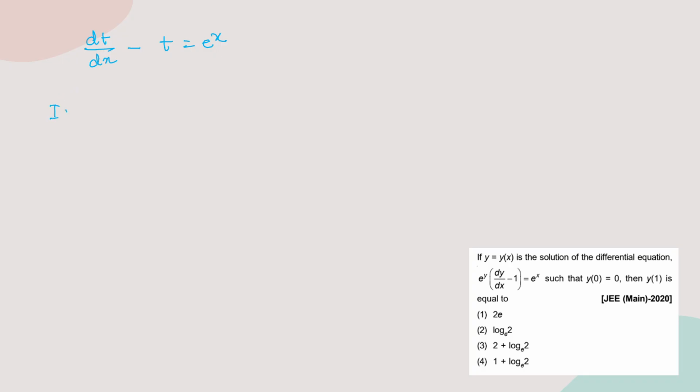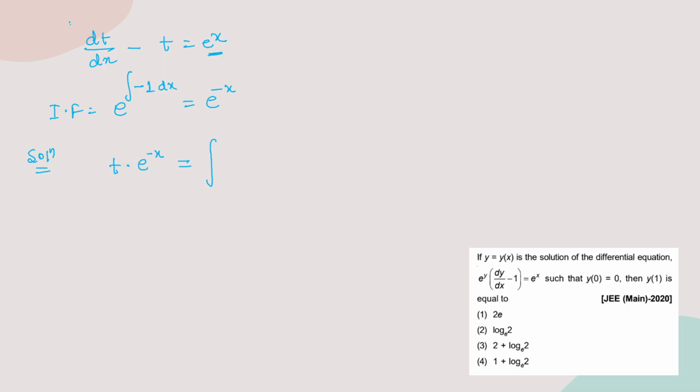So integrating factor we will be finding out. It will become e to the power minus 1 into dx, which will give us nothing but minus x, because integration of 1 is x only. So e to the power minus x is the integrating factor. Now the solution is t into e to the power minus x, that is the integrating factor, is equal to integration q of x.